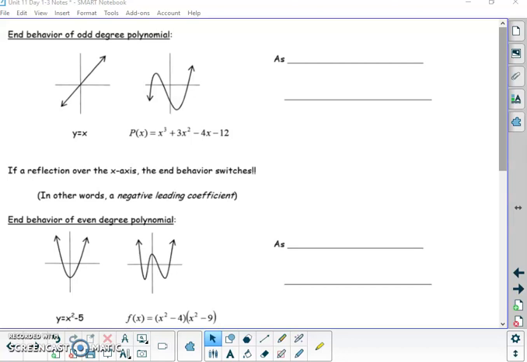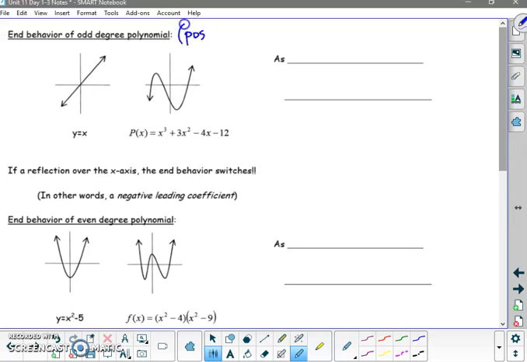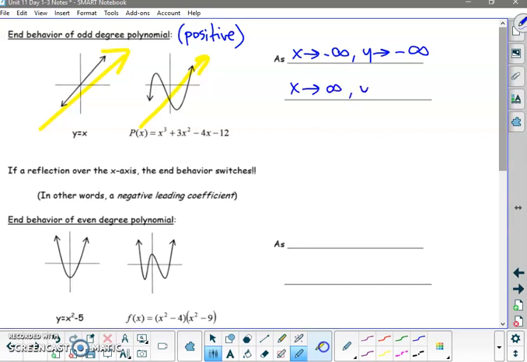Okay, so let's summarize our end behavior. So what you see here are 2 odd functions. In particular, they're positive odd degree. All right, and I kind of like to summarize it this way. If you notice, they both kind of have a general upward flow. So the end behavior of all positive odd degree polynomials is going to be the same. As x approaches negative infinity, y approaches negative infinity. And as x approaches positive infinity, y approaches positive infinity.